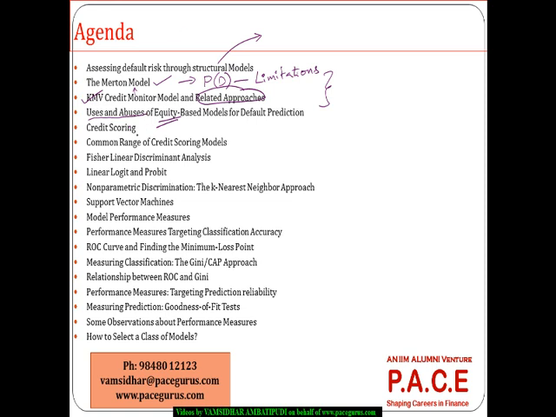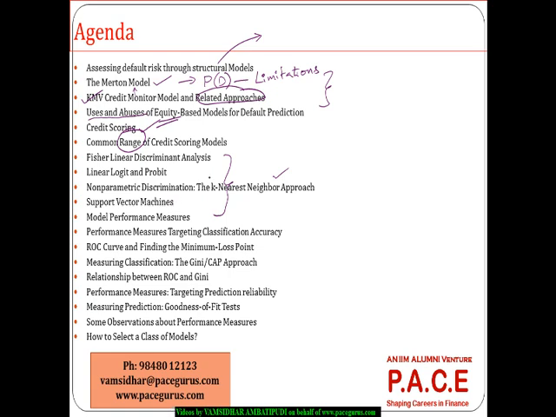Then from the structural models, we will move on to what we call the credit scoring models, and we'll see what we define as a credit scoring model, different kinds of credit scoring models, out of which we'll try to focus on four of them. One is the Fisher linear discriminant analysis model, linear logit and probit models. Then we will also go ahead with non-parametric distribution, the k-th nearest neighbor approach, and the support vector machine.